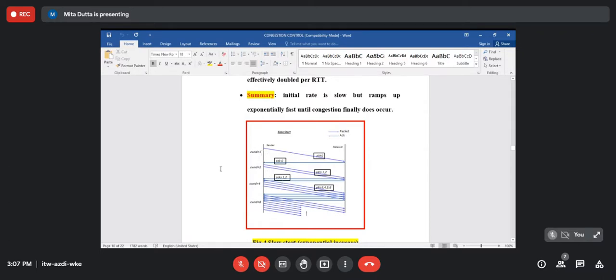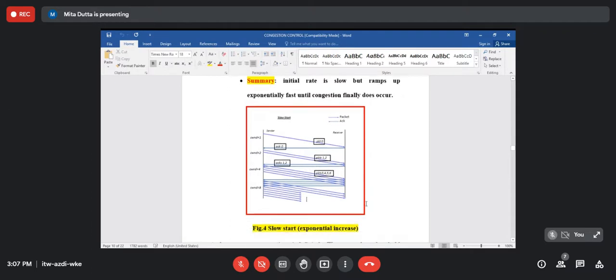Clear what we mean by slow start? Yes, ma'am. Yes.